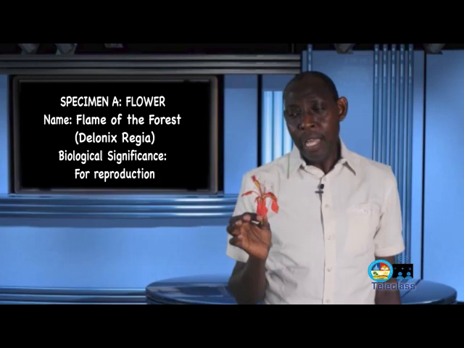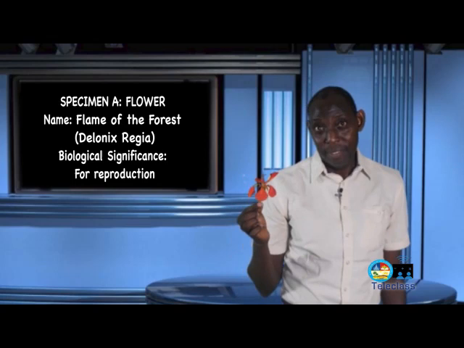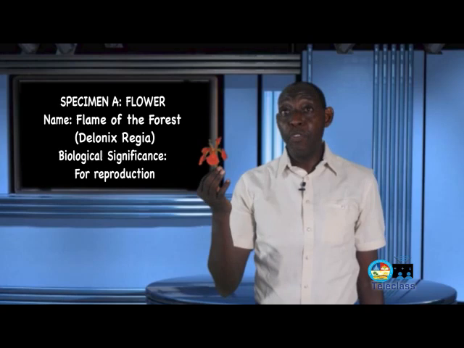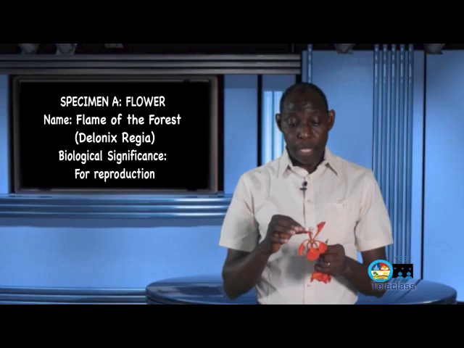Then they can ask you, what is the biological significance of this flower? What are they asking you? What's the use? The importance of this is for reproduction. Please remember that. That's why it has all of these. These are the pollen grains. This is the stigma and the style. So as a good student, you should be able to tell them.